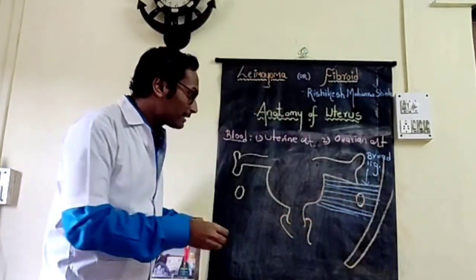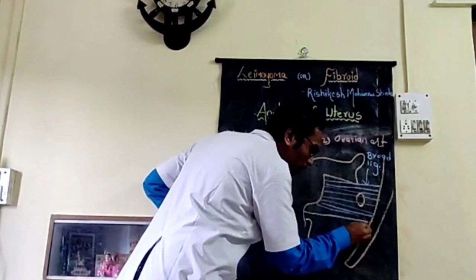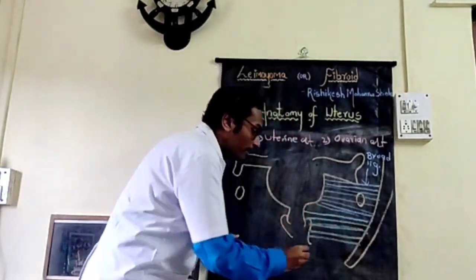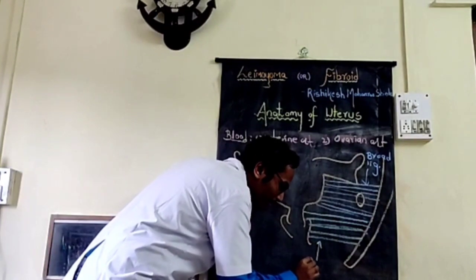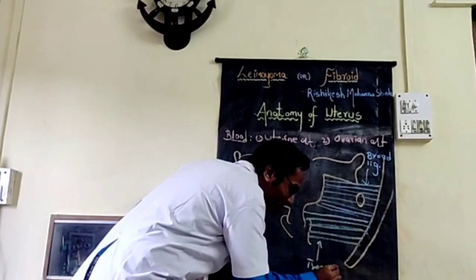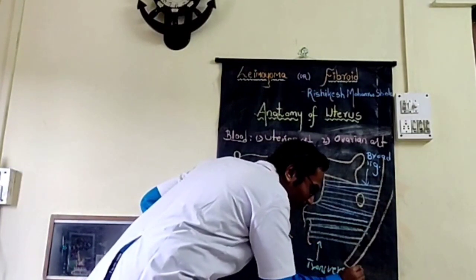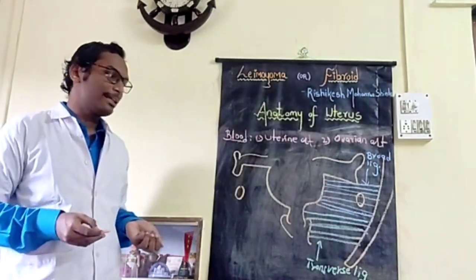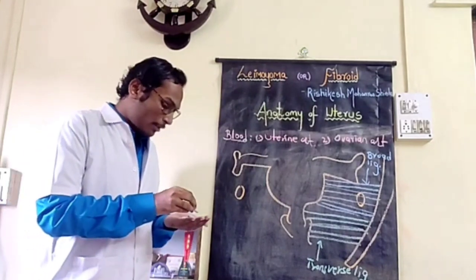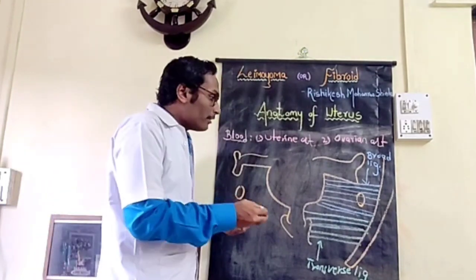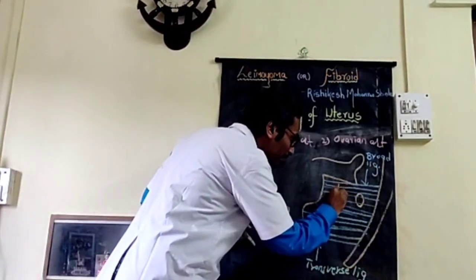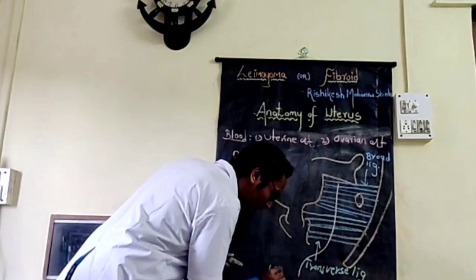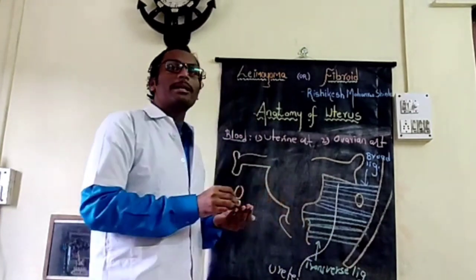And the ligament which extends from the cervix to the lateral pelvic wall is called Mackenrodt's ligament, or the transverse cervical ligament, also called the cardinal ligament. Now you all know one important structure related to both these ligaments: this white color which I am drawing is the ureter.